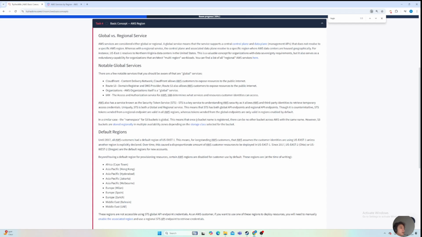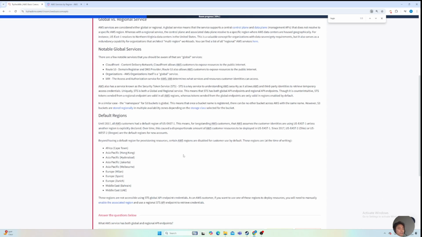These regions are Africa, Asia Pacific Hong Kong, Asia Pacific Hyderabad, Asia Pacific Jakarta, Asia Pacific Melbourne, and the list goes on and on. These regions are not accessible using STS Global API Endpoints credentials. As an AWS customer, if you want to use one of those regions to deploy resources, you will need to manually enable this associated region and use the regional STS API endpoint to retrieve credentials.